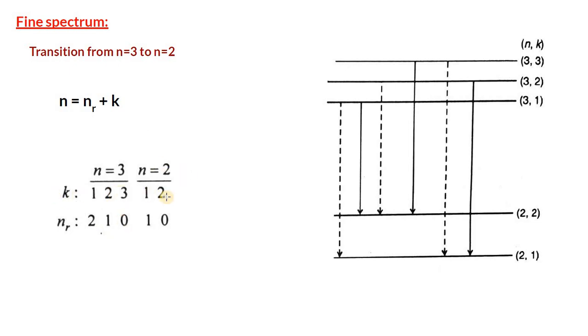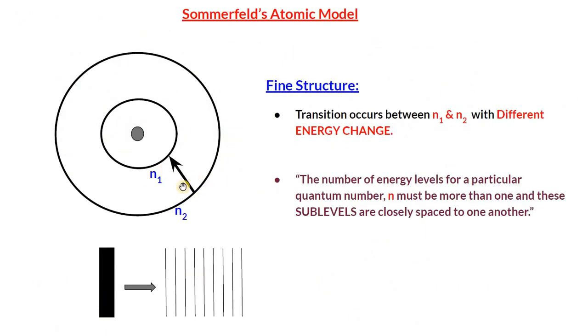Similarly, this is true. So that means, as I have told you, this energy level contains a lot of other energy levels, and even this energy level includes a lot of other energy levels. That's why transitions occur from different energy levels, and we are getting different lines. Those are explained by Sommerfeld's fine spectrum model.